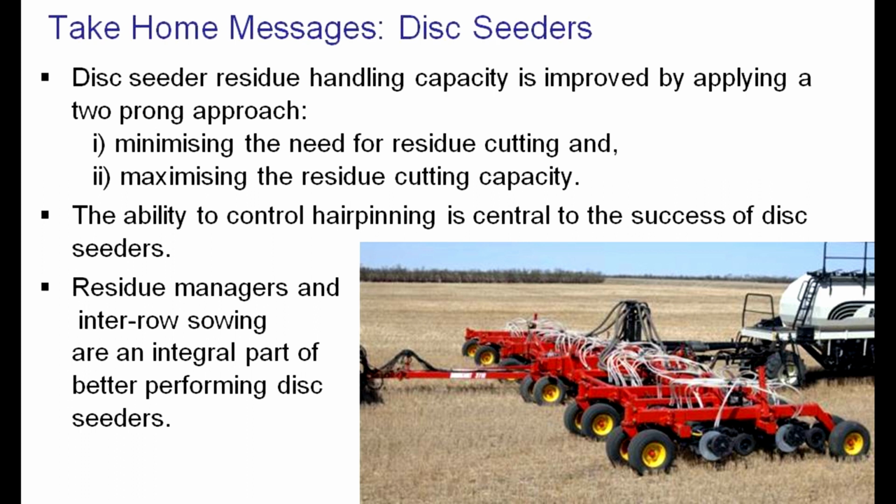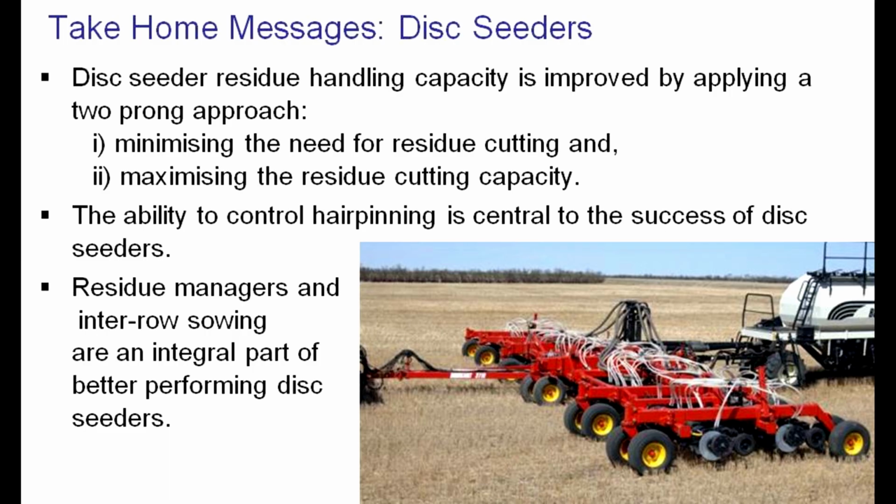Okay, take-home message. Disc seeder residue handling capacity needs a two-prong approach, as I mentioned. Minimizing the need for residue cutting is the first thing, and then maximizing the residue cutting capacity on the machine is the other. It's really geared to control the hairpinning issue with discs, because controlling that is a driver of disc seeder efficiency and efficacy. So residue management and in-furrow sowing is really an integral part of using disc seeders in farming systems where residue is retained.